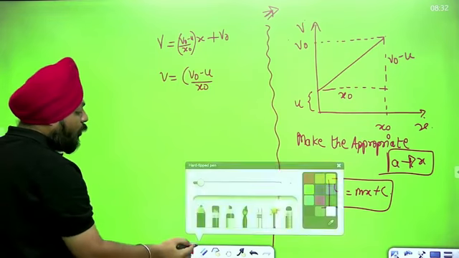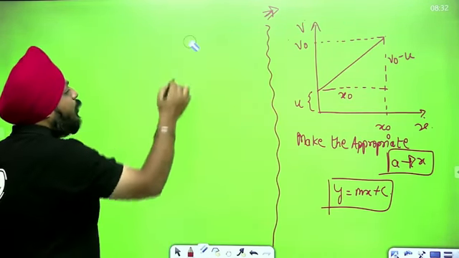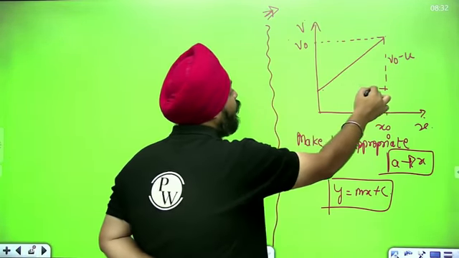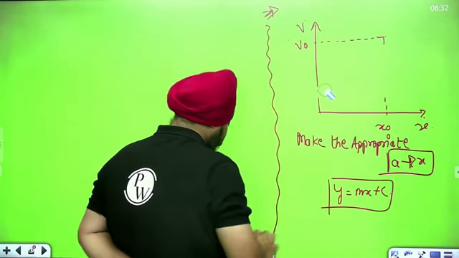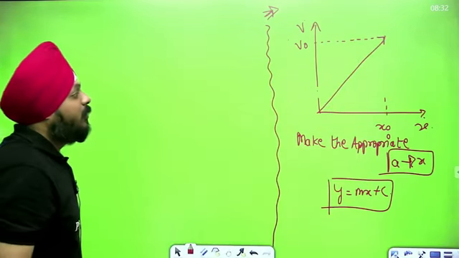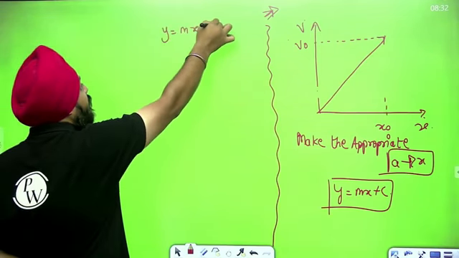If you don't want to make it that complex at the initial level, then you can remove the intercept. If you are removing the intercept, things are going to be quite easy. Suppose the graph starts this way. Okay, then y is equal to mx plus c.